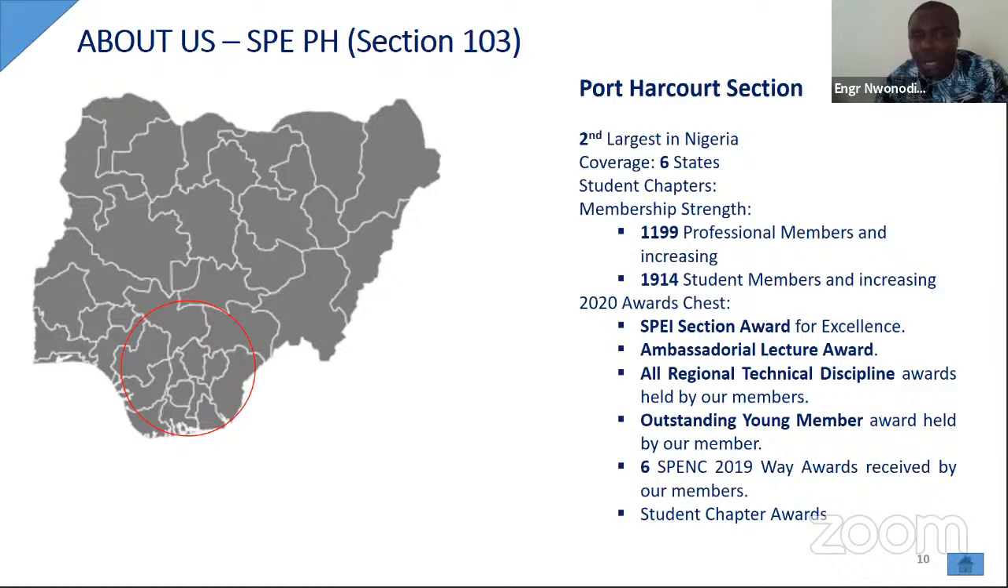We have 1,914 student members, and we're still increasing. And you can see our award for the year 2020. We took our award back. That's the ALP that we won in 2020. Despite the COVID year, we were still determined and we were focused. We determined volunteer champions in our YPs. We were able to reclaim that ambassador lecture award. So you can see the award we were privileged to grab last year.